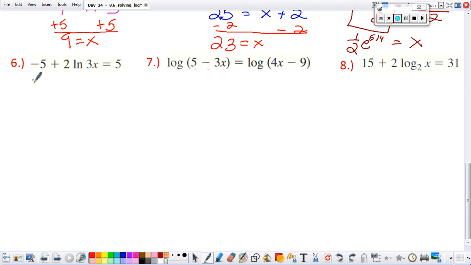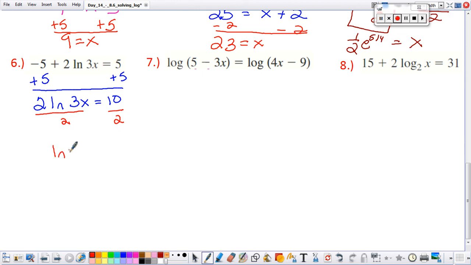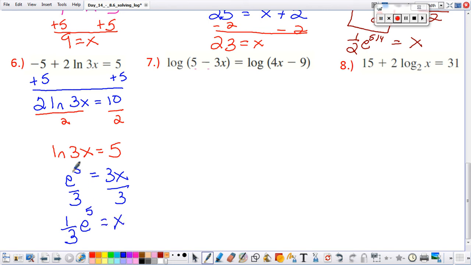Okay, so for 6, the first step is to add 5, and bring this term down. Our log is still not isolated. We have to divide both sides by 2. Okay, so now that our log term is isolated, we can change it to exponential form. E to the 5th equals 3x. We're going to divide by 3. So our final answer is either e to the 5th over 3, or you can write that as 1/3 e to the 5th. Both forms are correct.